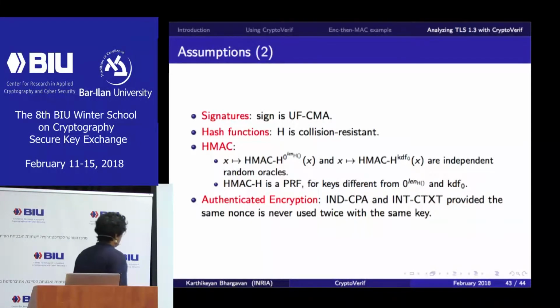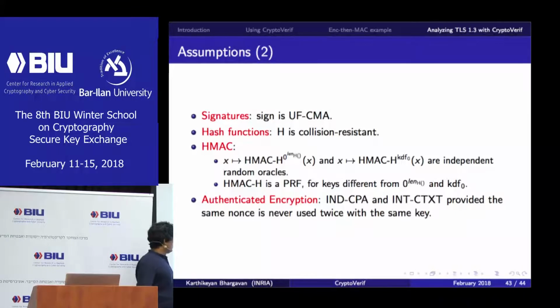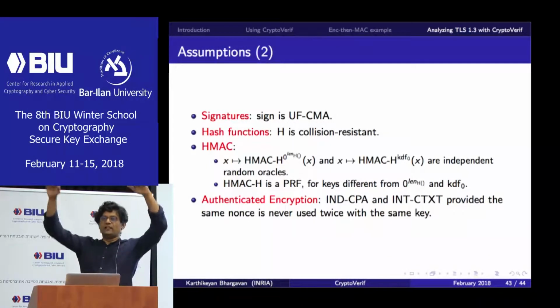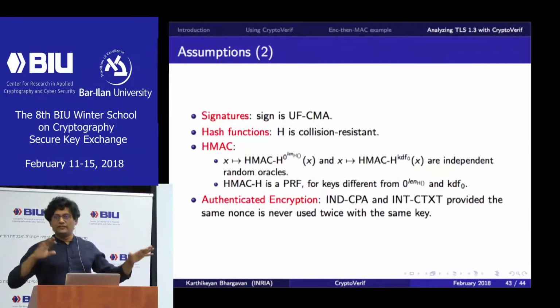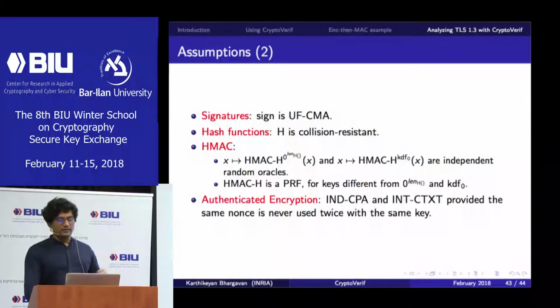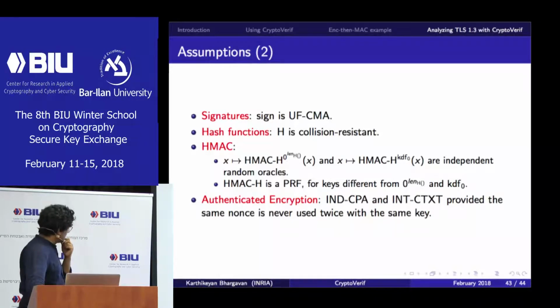And other than that, we need the HMAC function, for whatever hash function we use, to be a PRF for keys that are not those two keys. So if you're using 0 and KDF 0, you need them to be independent random oracles. For all other keys, we need it to be a PRF. Those two are special cases of the HMAC that is used very early in the key schedule. After that, you use HMAC in a very standard way. So we have different assumptions for different places in the key schedule where you're using them, and we need them in order to apply our assumptions.